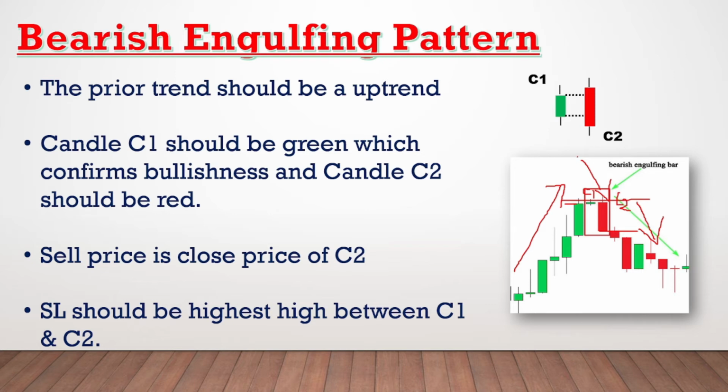The previous trend should be an uptrend, which indicates buyers are in absolute control, and at this price point bears entered the market and tried to break the trend, resulting in a trend reversal. So this is about the bearish engulfing pattern. Whenever we see a bearish engulfing pattern at the top of an uptrend, one can short the market. I hope you understood the bullish engulfing pattern and the bearish engulfing pattern.